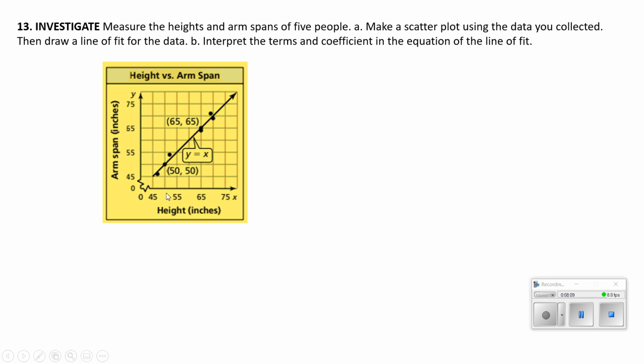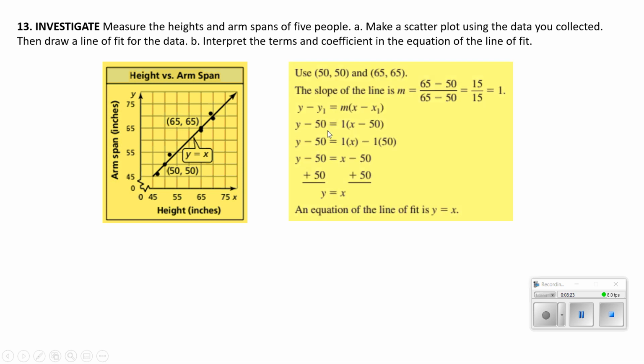It looks like they found the height in inches over here. So they're saying there's 45 inches, 55 inches, 65, and so on. And the arm span is over here, and they're using the same 45, 55, and 65, increments of 10. We're going to find our slope after. They got their line of fit, okay? And they're going to find their slope by taking 65, 65, and the other coordinate 50, 50. So we got 65 minus 50 on both, which gives us 15 over 15, which equals 1. So we got a slope of 1 here.